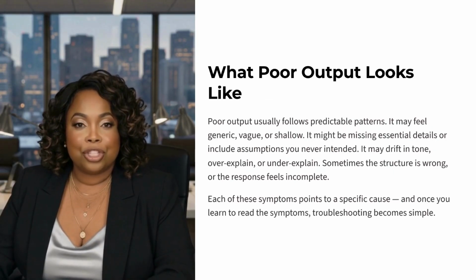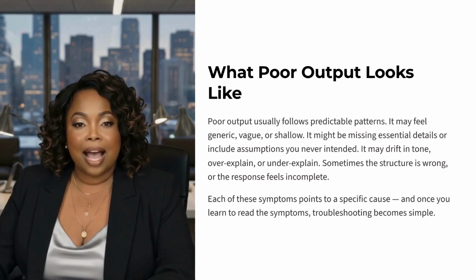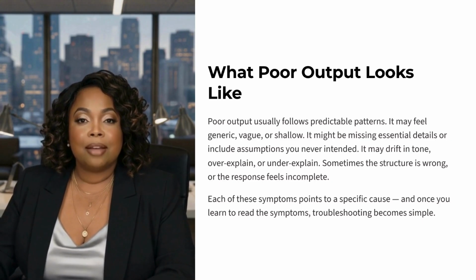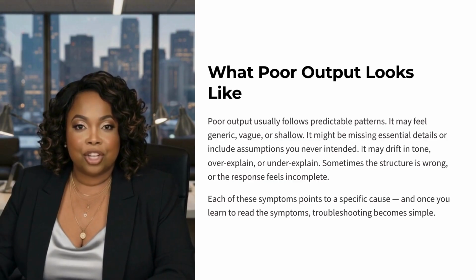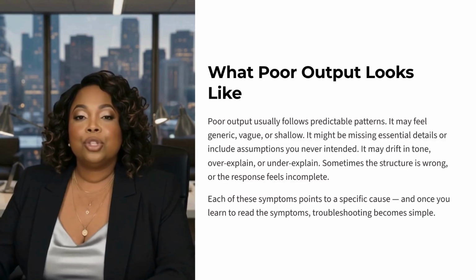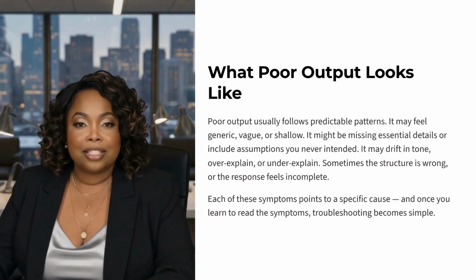Poor output usually follows predictable patterns. It may feel generic, vague, or shallow. It might be missing essential details or include assumptions you never intended. It may drift in tone, over-explain, or under-explain. Sometimes the structure is wrong or the response feels incomplete. Each of these symptoms points to a specific cause. And once you learn to read the symptoms, troubleshooting becomes simple.